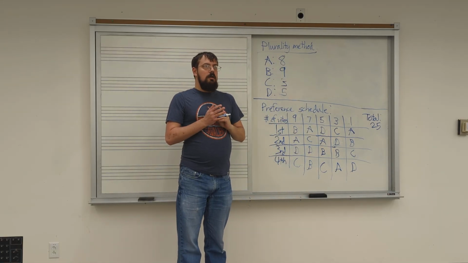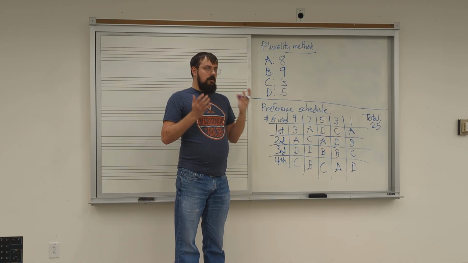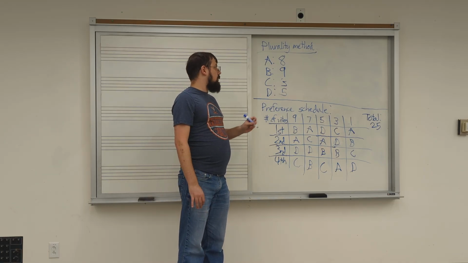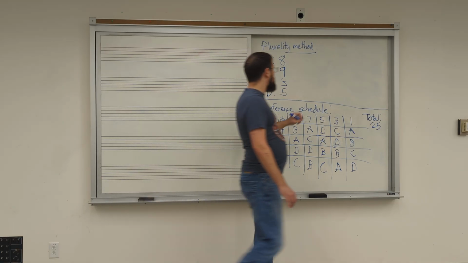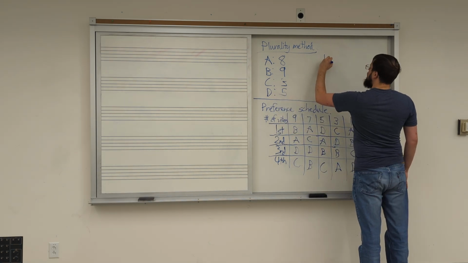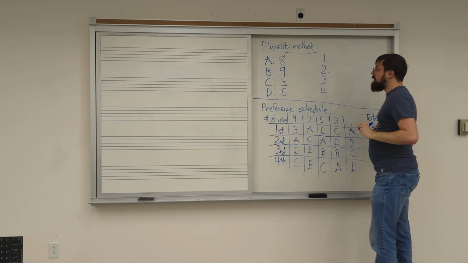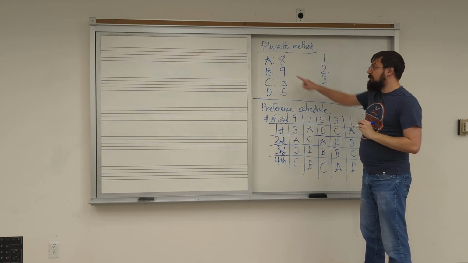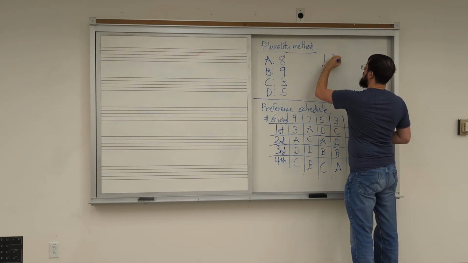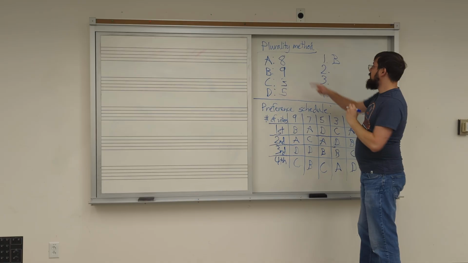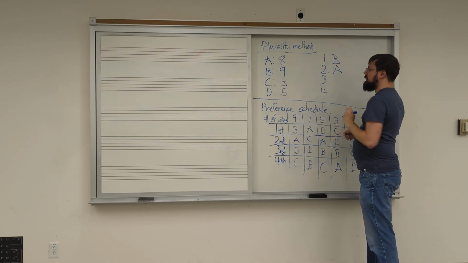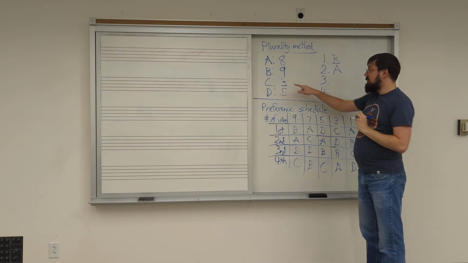So when we are determining the ranking of these, we're just going to go from most first place votes down to least first place votes. That means our first place winner in this case will be B, who has the most first place votes. A has the next most, so A is going to be second, and then D next, and then C will be last.